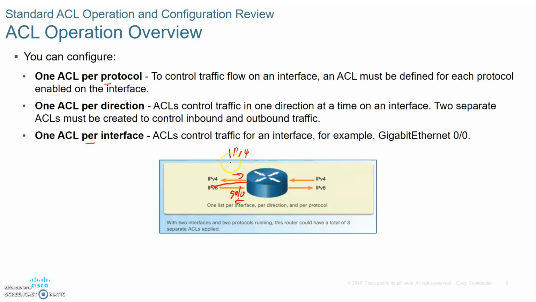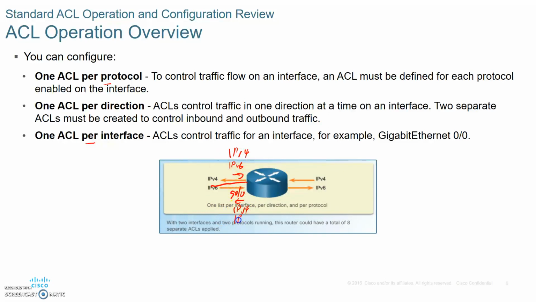Let's say you are running two protocols, V4 and V6. This would mean that I can have one ACL going in, another ACL also going in, so a total of 2: one for V4, one for V6. I can also have two more ACLs here, one for V4, one for V6, but they are going out. So a total of 4 ACLs.